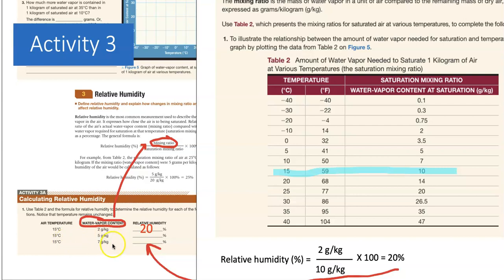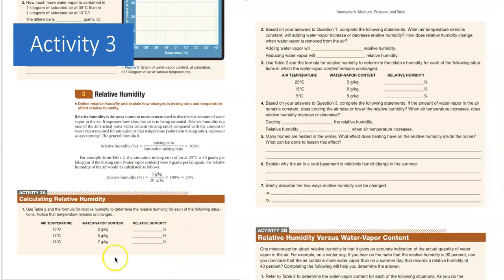Now you're going to repeat this for some other water vapor contents that will go in the top. But we're always at 15 degrees, so you're always going to have 10 grams per kilogram as the saturation mixing ratio. And now that you've completed this section, what kind of trends do you see when you add or remove water vapor, when water vapor is increased or decreased?